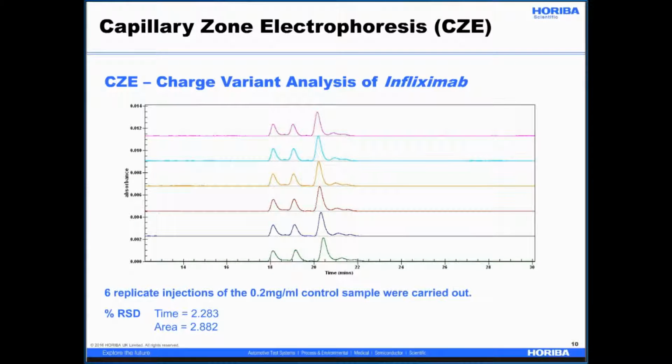Here we've carried out repeatability analysis on the charge variants of Infliximab. So this is the 0.2 mg per ml controlled sample, and 6 replicate injections were carried out, and the percentage relative standard deviation of peak 1 was calculated, and this was found to be 2.283 for time and 2.882 for area. The percentage relative standard deviation is a measure of the precision of a measurement and is the ratio of the standard deviation to the mean.